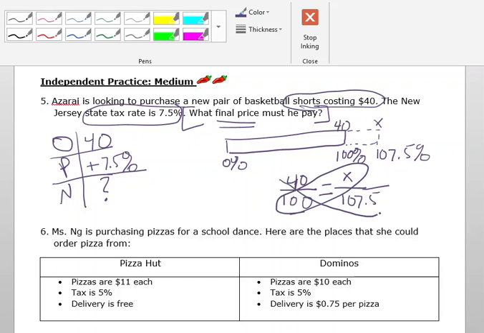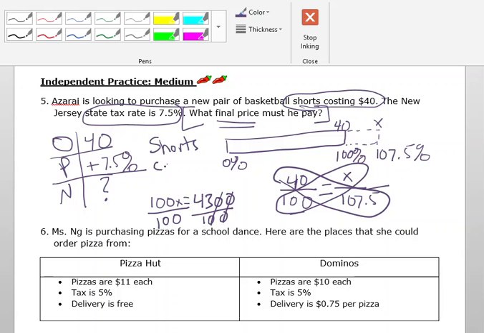Let's multiply. Okay, so I have 100x is equal to, I'm going to do 40 times 107.5. Gives me 4,300. Divide both sides by 100. And my x is equal to $43. So the shorts cost $43.